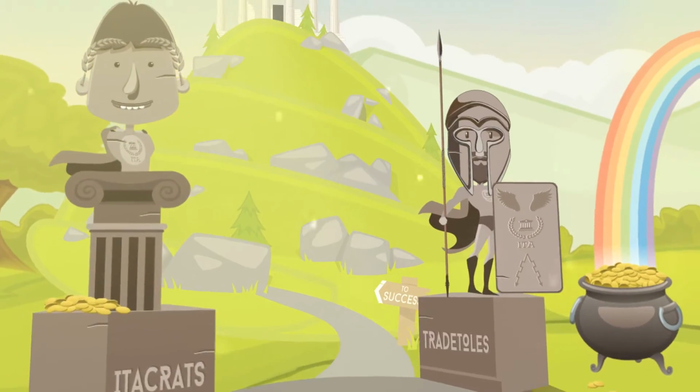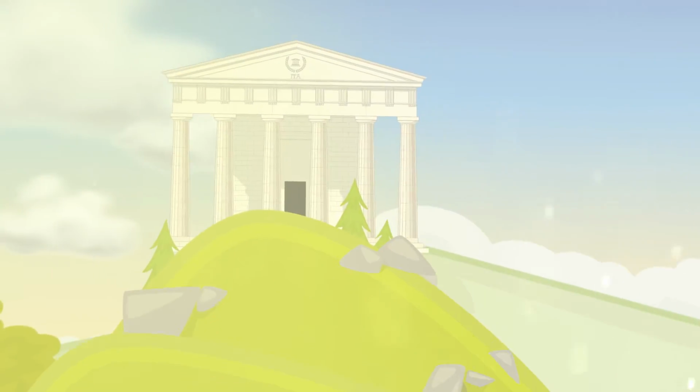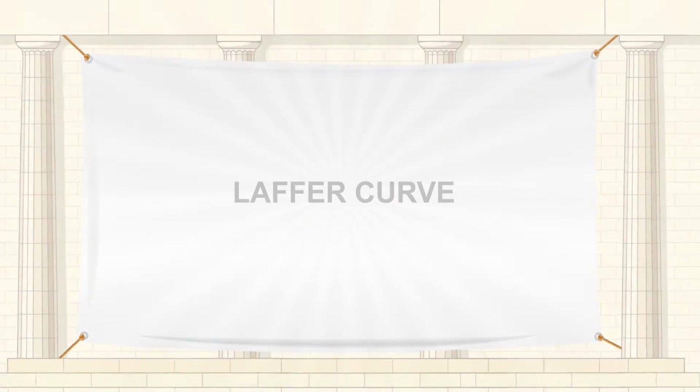Welcome to the Investors Trading Academy, talking glossary of financial terms and events. Our word of the day is Laffer Curve.